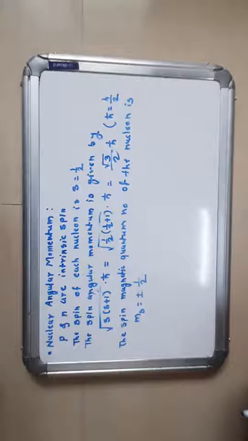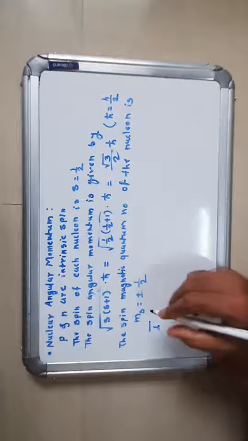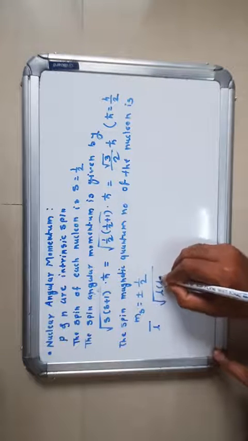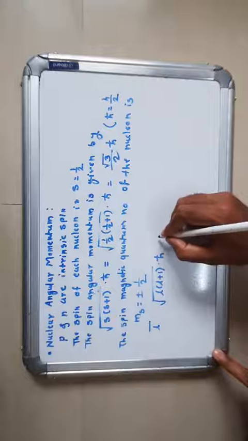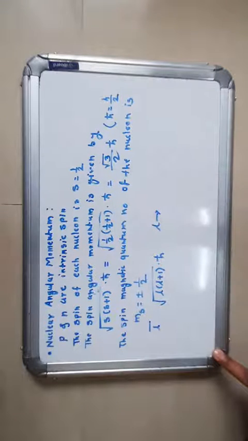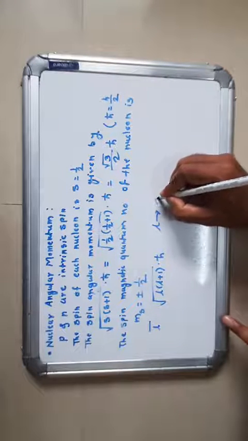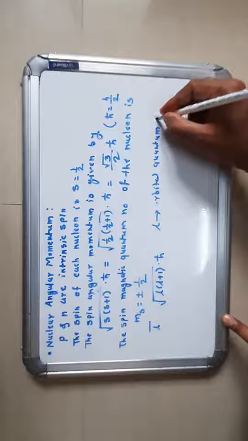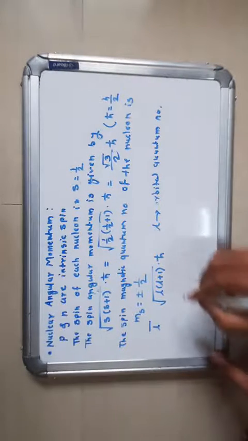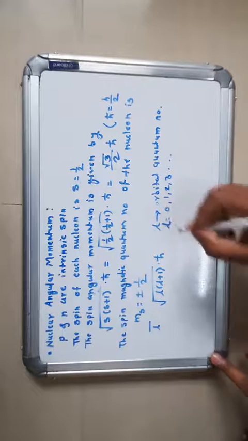In addition to the spin angular momentum, each nucleon has an orbital angular momentum denoted by the letter L, with magnitude given by under root L into L plus 1 into h cross, where L is the orbital quantum number and has values L equal to 0, 1, 2, 3 and so on.